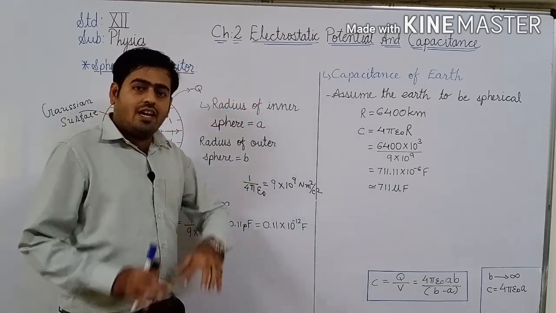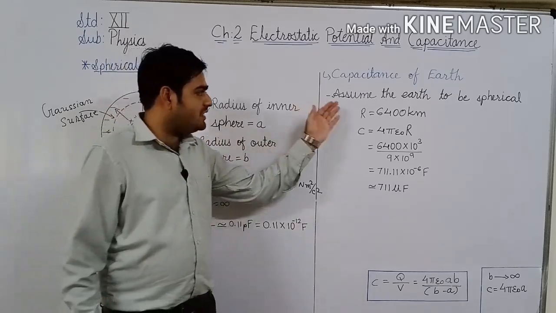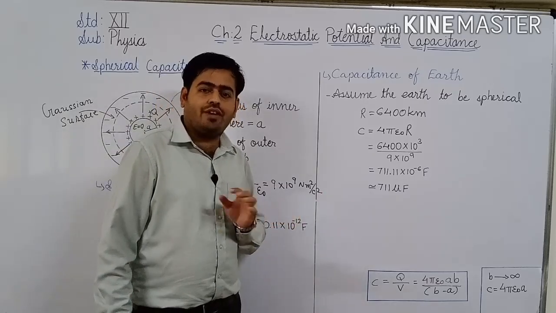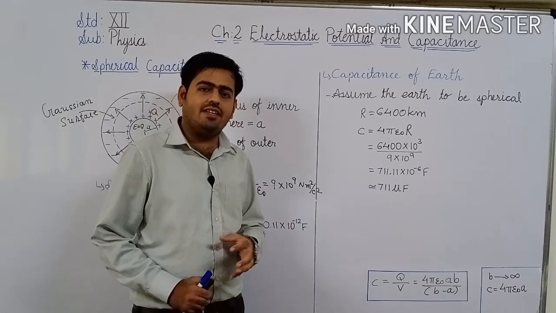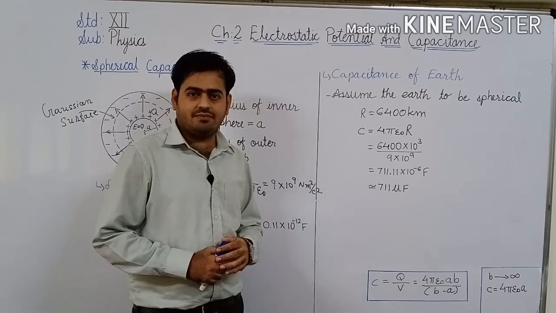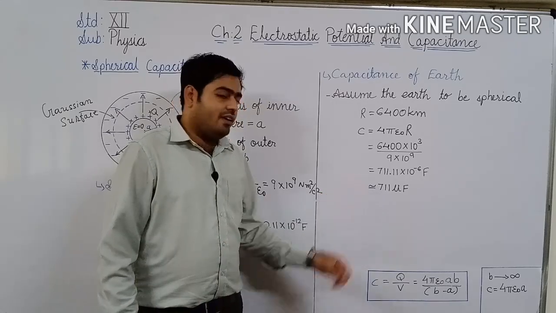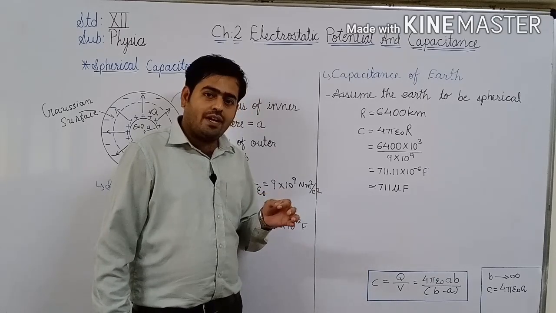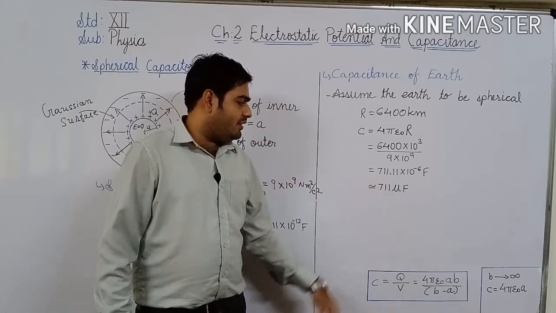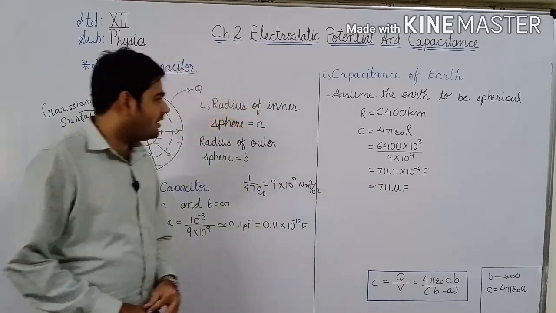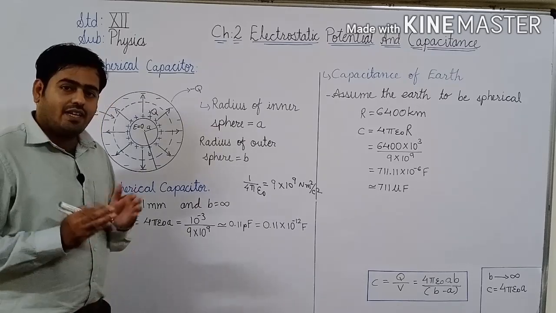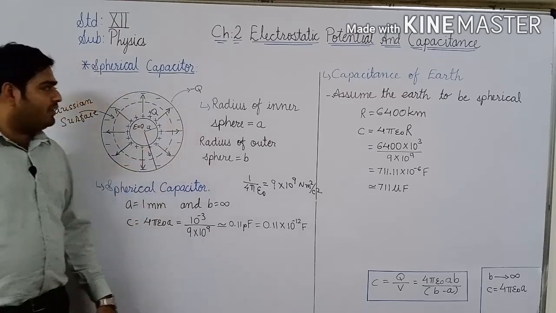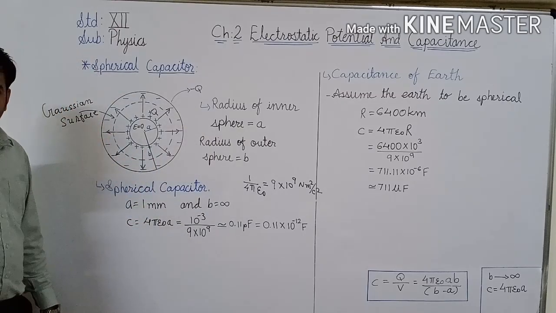Nearly for a very large spherical conductor having the same size as earth, the capacitance will be a few hundred microfarad. It means farad is a very large unit of capacitance. And capacitances are of the order of microfarad, picofarad and nanofarad. So farad is a very large unit of capacitance. Here I think now the concept of spherical capacitor is clear to you.